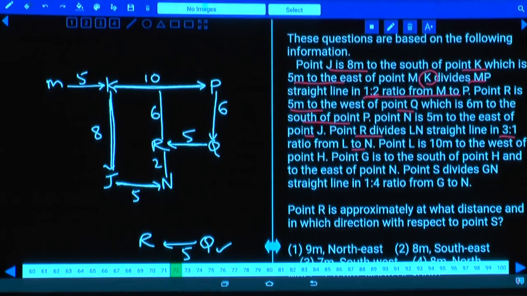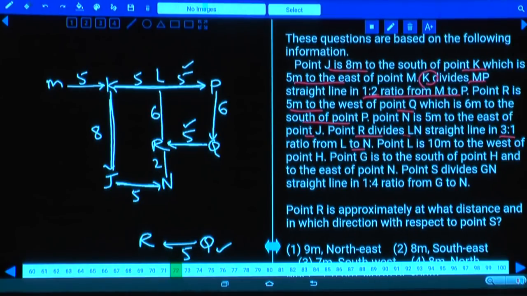Where should this L be? L will be exactly here. And what is the distance here? This is 5 and this distance is 5. How do we know this? This 5 between R and Q equals this one, because both of these are in a vertical straight line. Then point R divides LN in the ratio 3:1. 6:2 is nothing but 3:1.